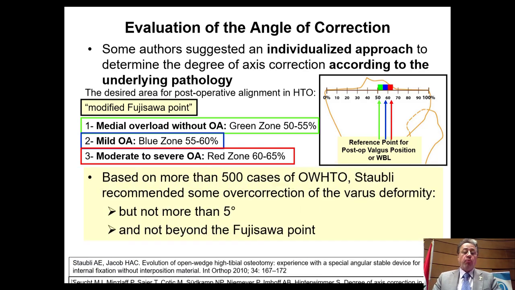However, based on more than 500 cases, some authors, Staubli for example, recommended some overcorrection of the varus deformity, but not more than 5 degrees and not beyond the Fujisawa point.